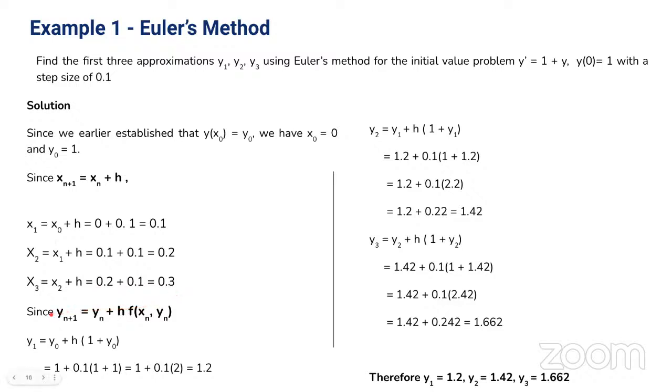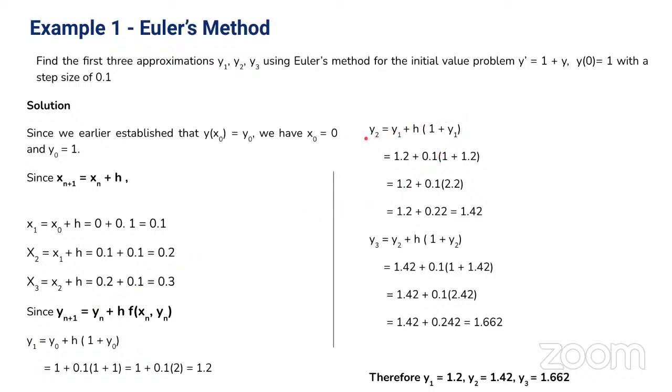Now, taking the formula to deduce the y points of our solution, we take the Euler's formula we had also deduced earlier. Our y1 is y naught plus h times f of x and y. Now, the function here is represented as 1 plus y. So we'll just take that function and replace it here as 1 plus y naught in this case. So you replace your y naught, which has been given as 1, we have 1 plus 1, and we get 1.2 as our y1.